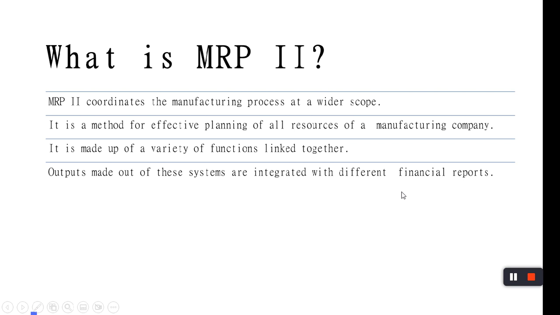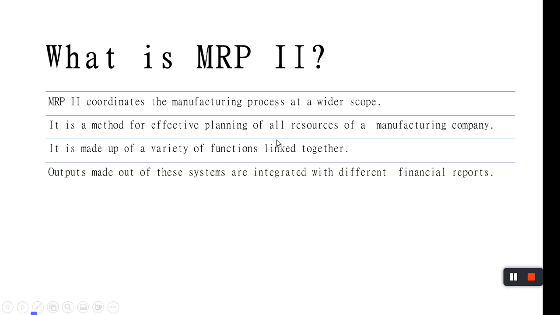So what is MRP 2? MRP 2 coordinates the manufacturing process at a wider scope. Again, as mentioned a while ago, MRP 1 only focuses on inventories, nothing else. But MRP 2 is wider in scope in that it includes any other resource, like for example, the labor and the equipment or the capital. When we say capital here, this is not capital in layman's term. Capital meaning the equipment, the machineries that are being used.